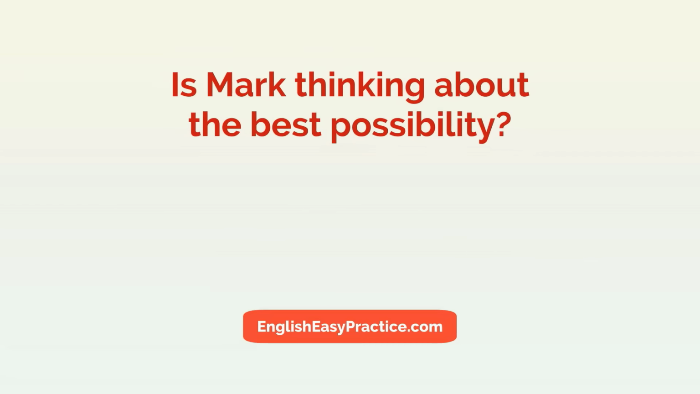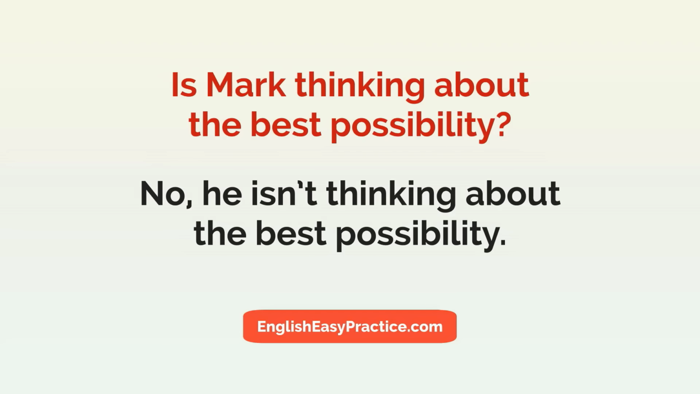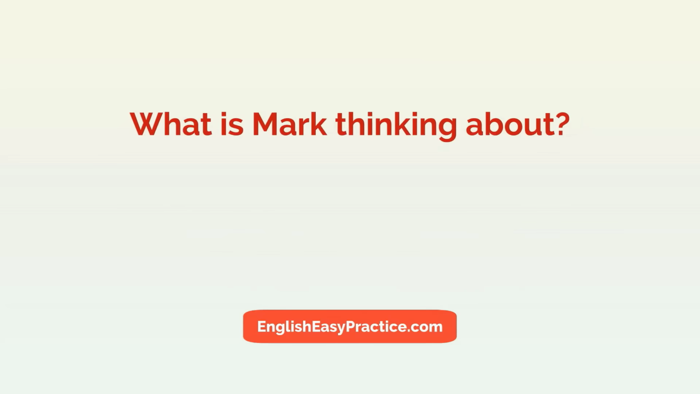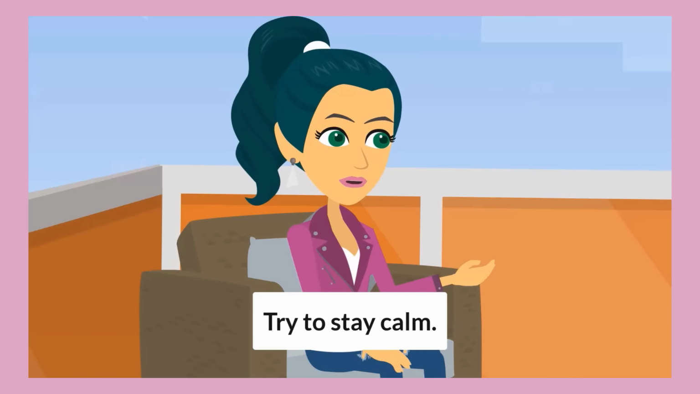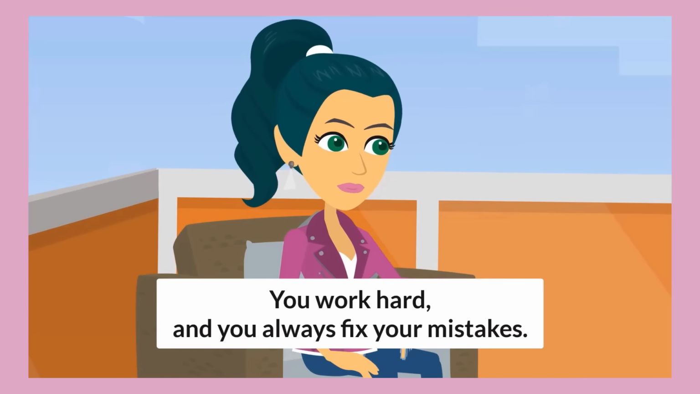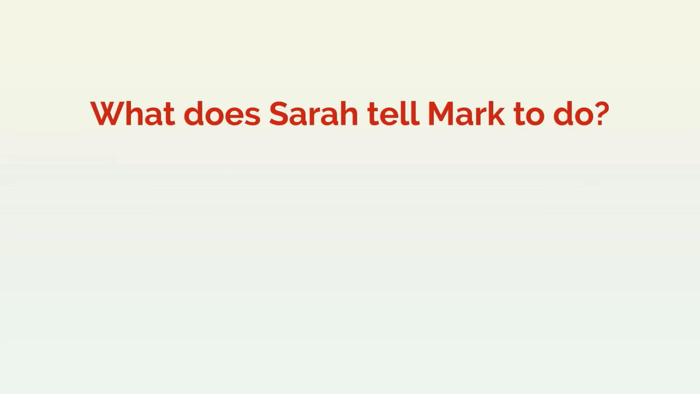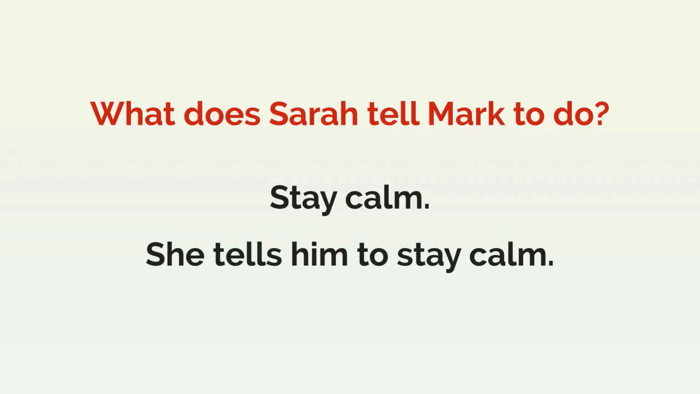Is Mark thinking about the best possibility? No, he isn't thinking about the best possibility. What is Mark thinking about? He is thinking about the worst possibility. Try to stay calm. You work hard, and you always fix your mistakes. What does Sarah tell Mark to do? Stay calm. She tells him to stay calm.